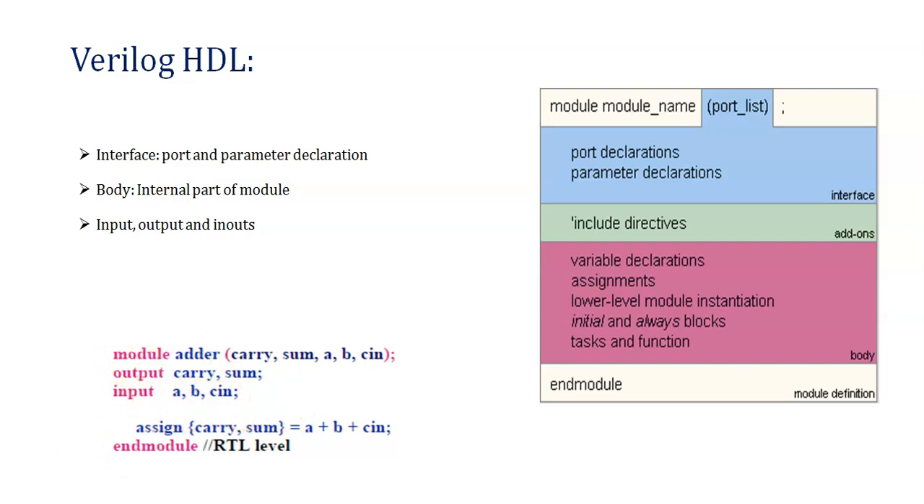B plus C in. The meaning of that is, if I want to perform the full adder operation, I'll be getting sum and carry after adding A, B, C in. So that's why it is written as A plus B plus C in. And end module, that is the end of this module. So this is the code of Verilog. In this way you need to write.